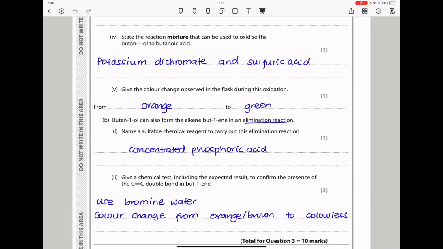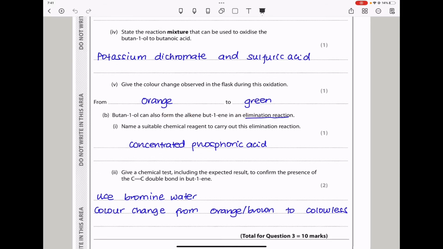In part B, butan-1-ol can also form an alkene, but-1-ene, in an elimination reaction. They say name a suitable chemical reagent to carry out this elimination reaction. Because it's an alcohol being converted into an alkene, we need concentrated phosphoric acid.